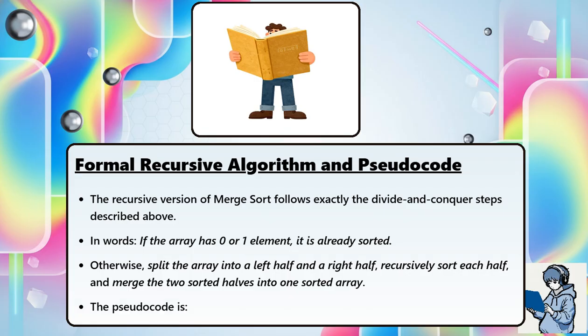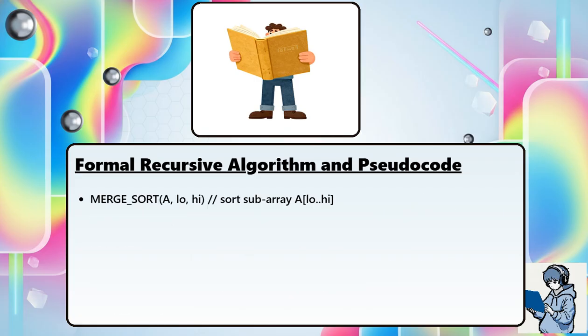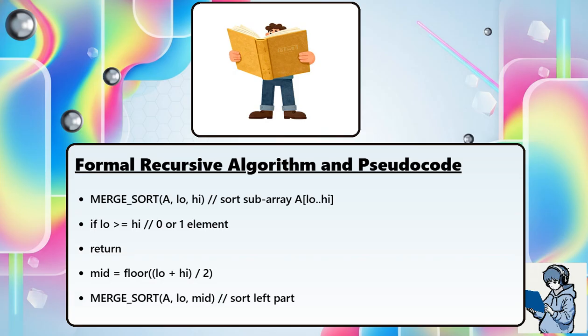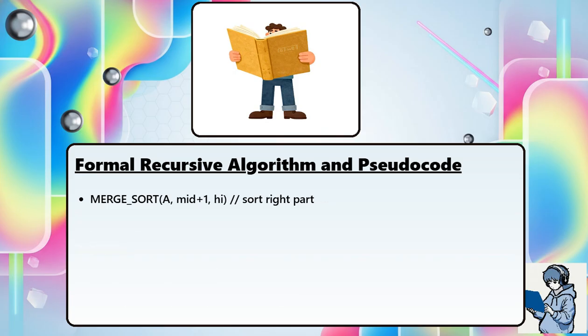The pseudocode is: MergeSort(A, low, high), sort subarray A[low..high]. If low is greater than or equal to high, 0 or 1 element, return. mid equals the floor of (low plus high) divided by 2. MergeSort(A, low, mid), sort left part. MergeSort(A, mid plus 1, high), sort right part. Merge(A, low, mid, high), combine the two sorted parts.